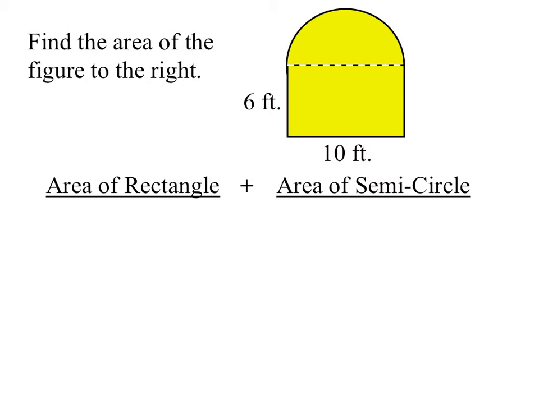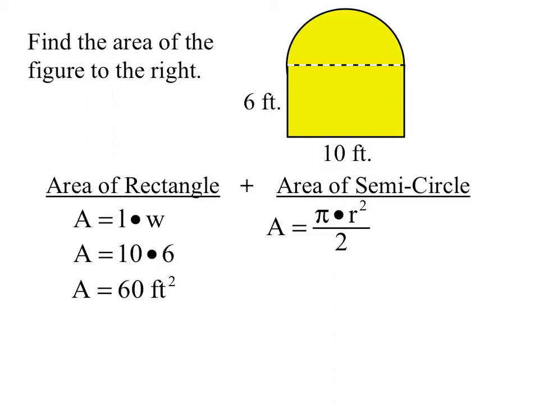Okay, area of a half circle. So remember, for the area of a rectangle, I'm using length times width. I substitute in 10 times 6, and what I get is 60. For the area of a half circle, remember the formula is area equals pi r squared, but I have to divide that in half.